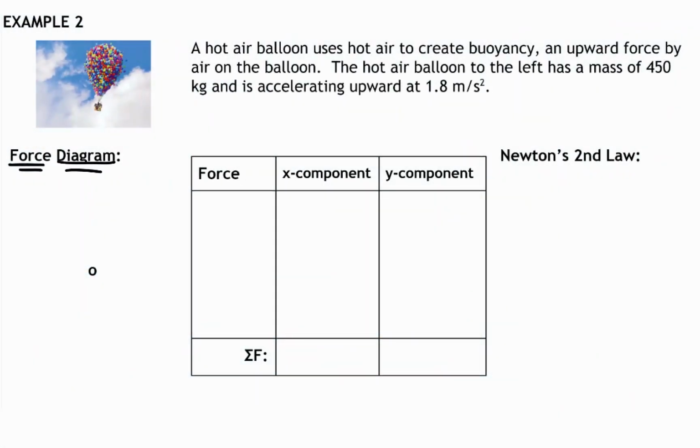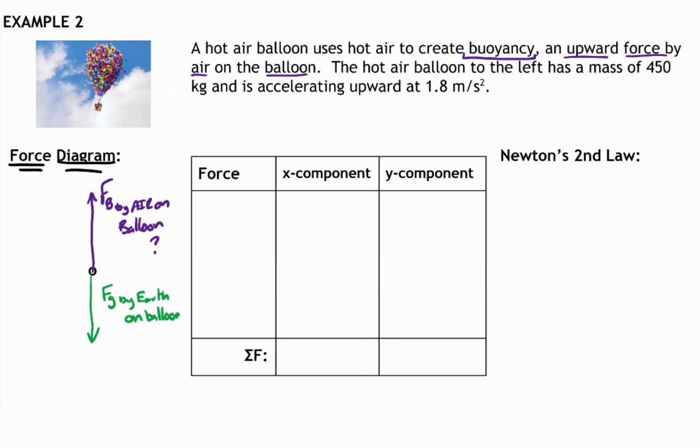Let's start with a force diagram. Buoyancy creates an upward force by the air on the balloon. So FB by air on balloon. We don't know what that buoyant force is. There's also a force of gravity by the earth on the balloon. We know the force of gravity is mass times the gravitational field strength, which we can abbreviate as 10 newtons per kilogram. We know the mass is 450 kilograms. So the force of gravity will be 450 times 10. So the force of gravity is negative 4,500 newtons.